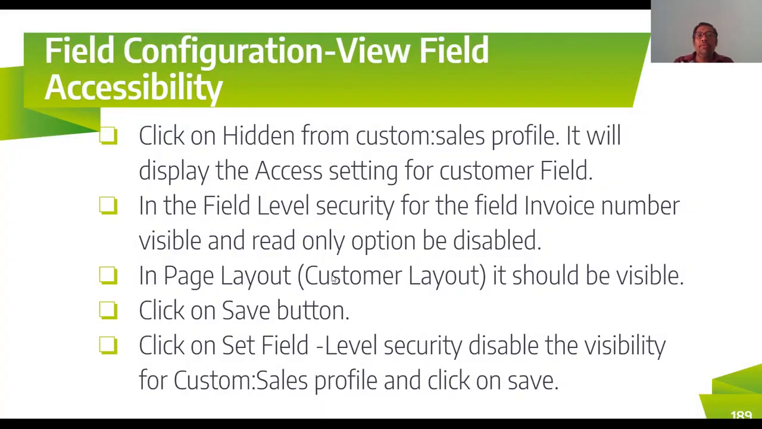Now click on Hidden for the custom sales profile. It will display the access settings for the custom profile. In the field level security of the invoice number field, the Visible and Read-Only options will be disabled. In the page layout, it will be visible. Then you can save it. Then you click on Set Field Level Security, disable the visibility for the custom sales profile, and click on Save.